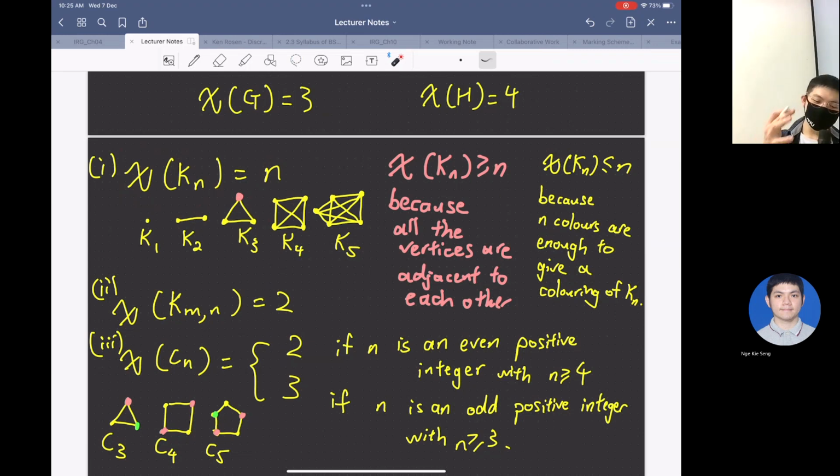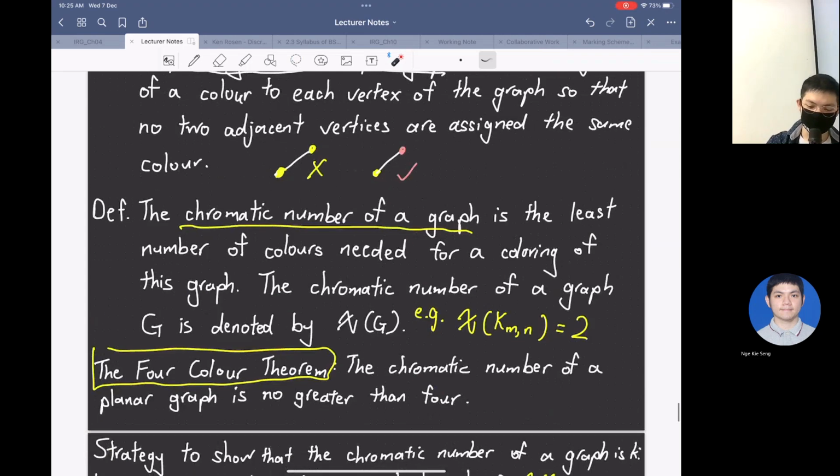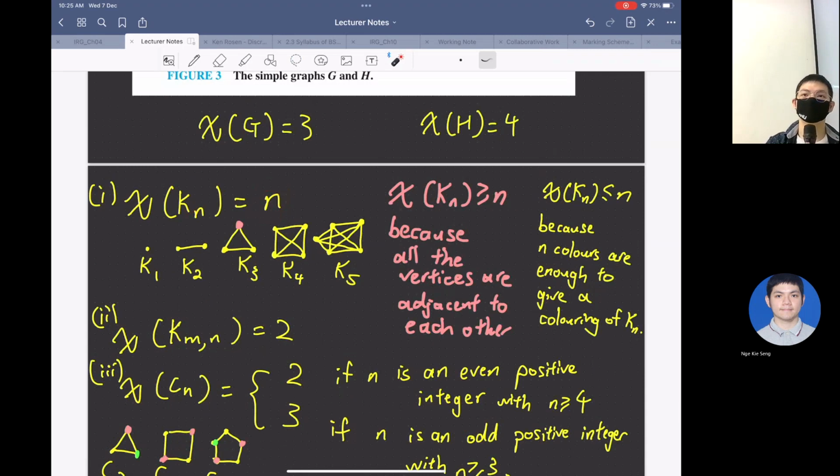One question for you: does this break the 4-color theorem? The 4-color theorem says that the chromatic number of a planar graph is no greater than 4. But if we take K5, it is 5. Does this break the theorem or not? It must be a planar graph for you to use the 4-color theorem. So that means K5 is not planar. Another way to show it is not planar: there are 4 ways to show something is not planar.